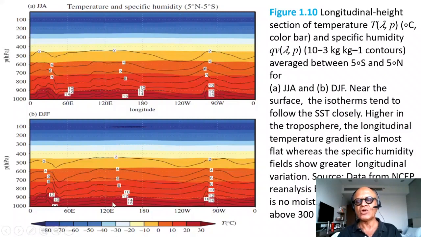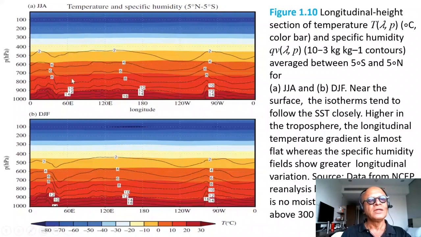We will see something called the Clausius-Clapeyron relation, which is the exponential dependence of specific humidity on temperature. Warmer temperatures hold more humidity, of course. A 1 degree temperature change will change humidity by 7%.